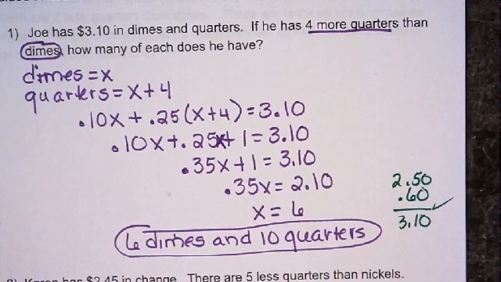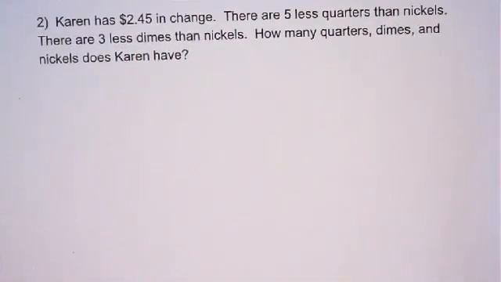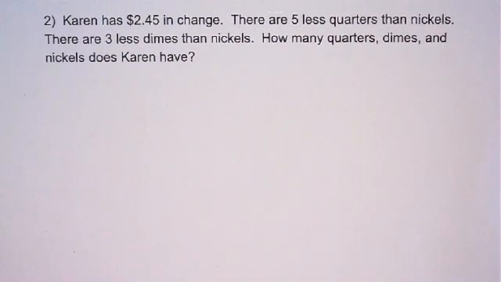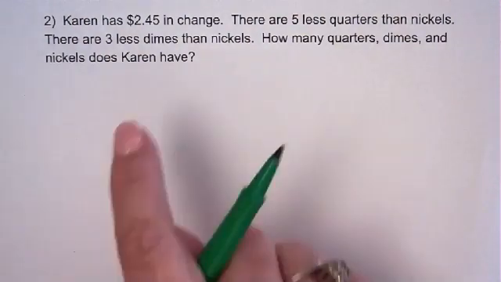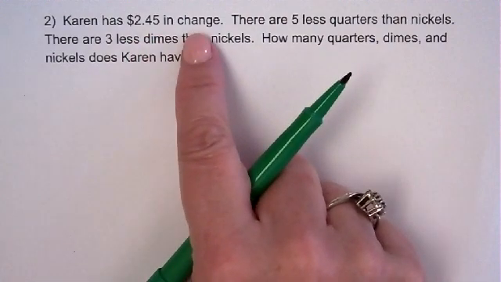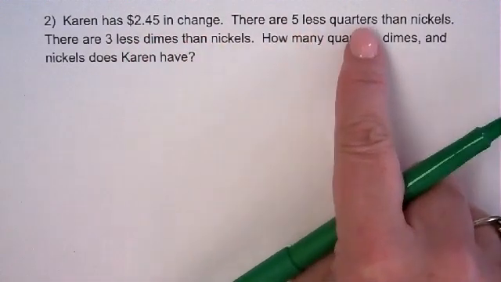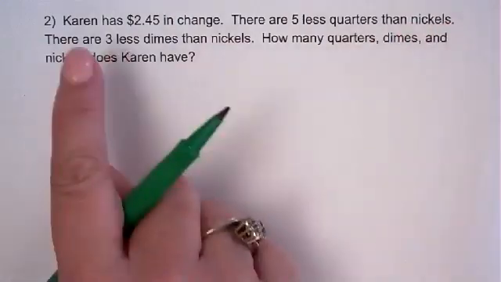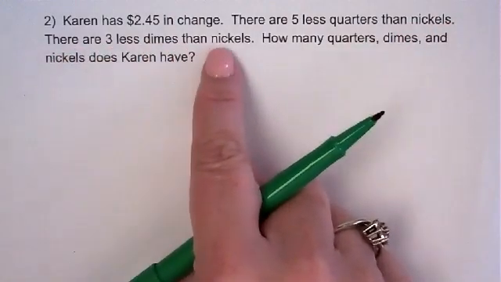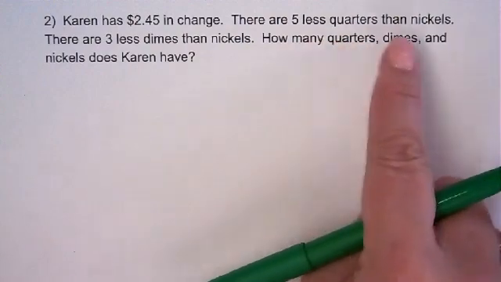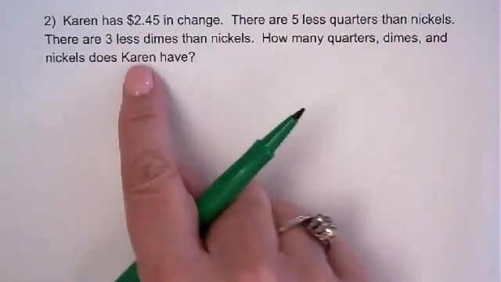Okay. Now, example 2, stepping up the level of difficulty here for just this problem. This is a medium level problem. Let's read it together. Karen has $2.45 in change. There are 5 less quarters than nickels. There are 3 less dimes than nickels. How many quarters, dimes, and nickels does Karen have?